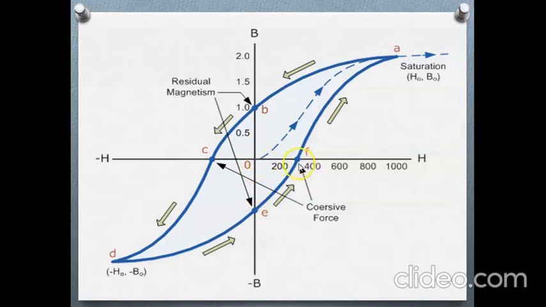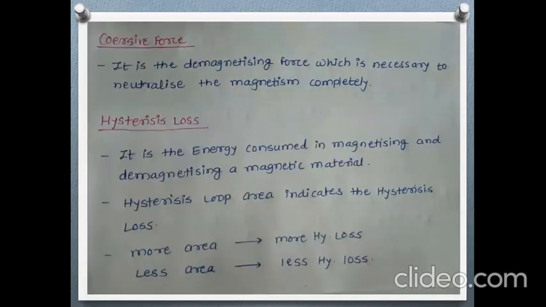Here the point is between 200 to 400, that means it is approximately 300 ampere turns per meter. So 300 ampere turns per meter is the coercive force in the case of this particular given material. This is the residual magnetism, retentivity and coercive force.